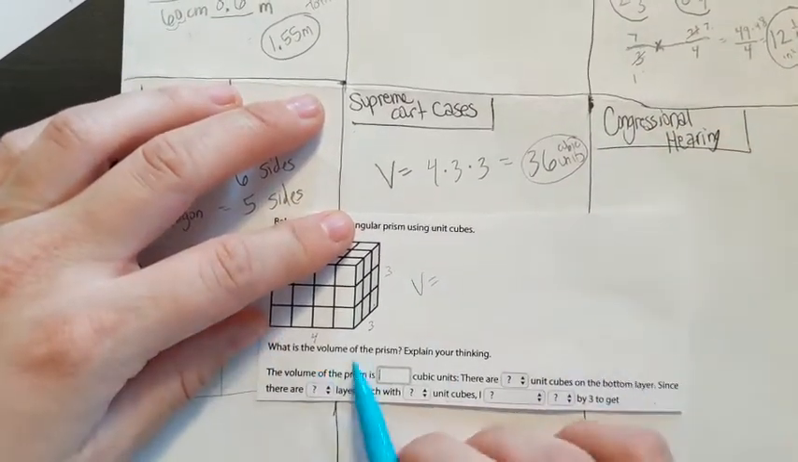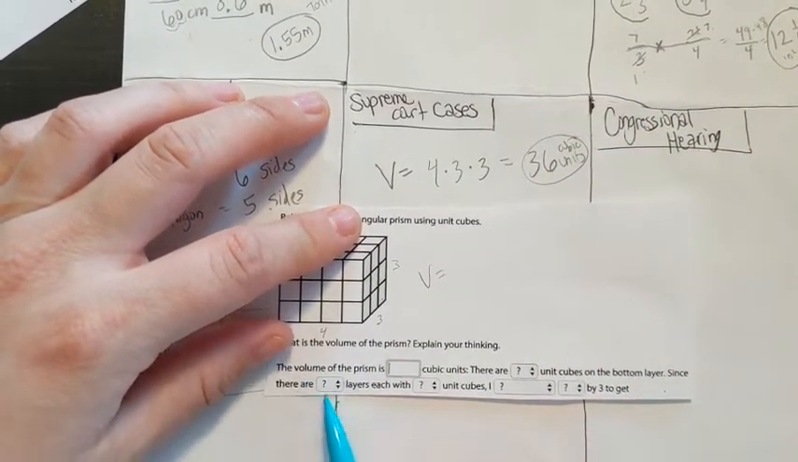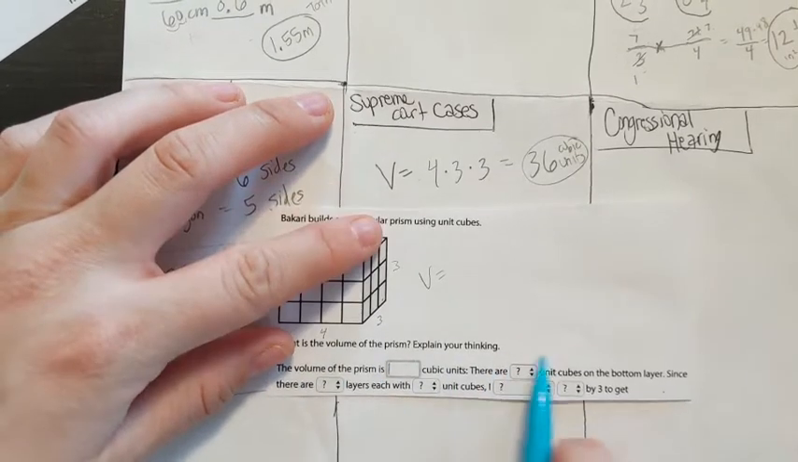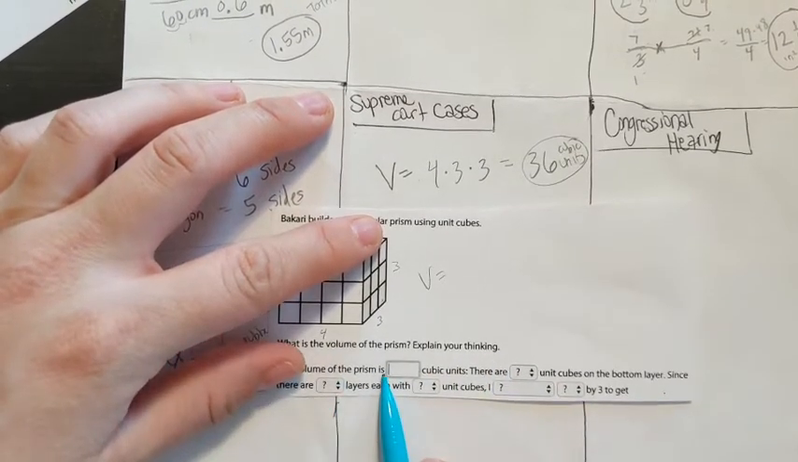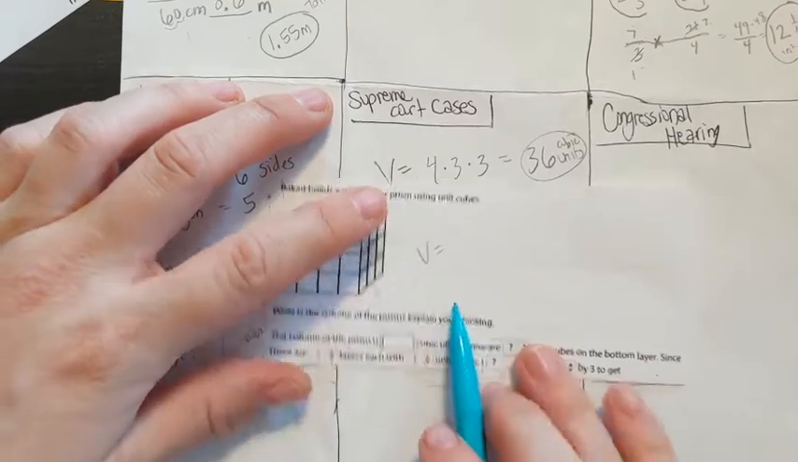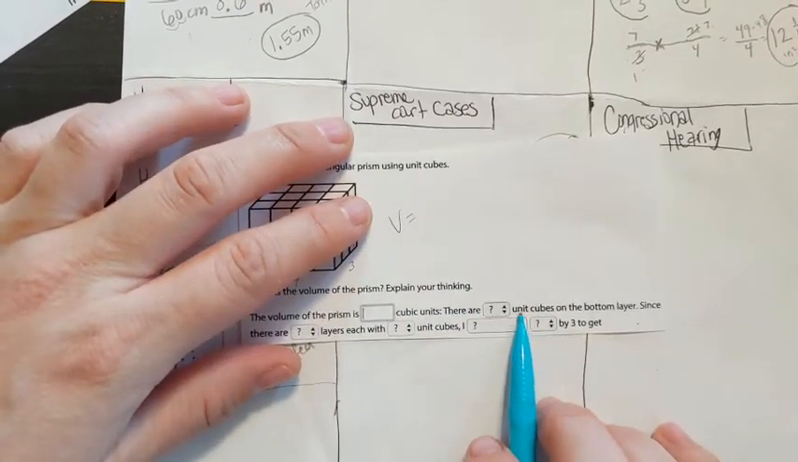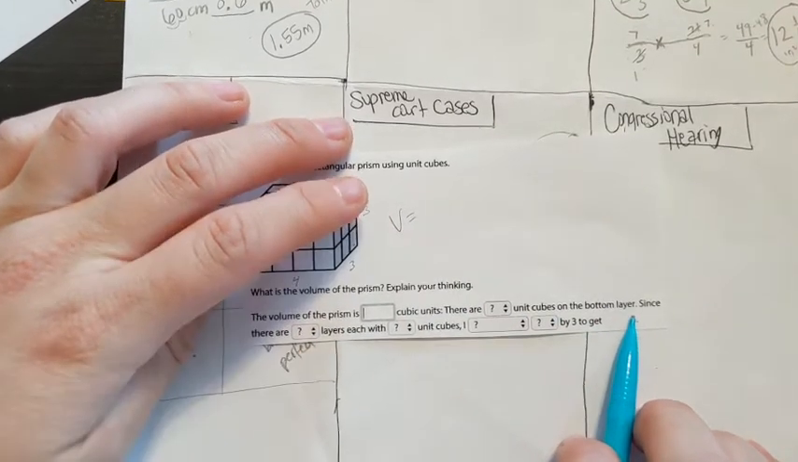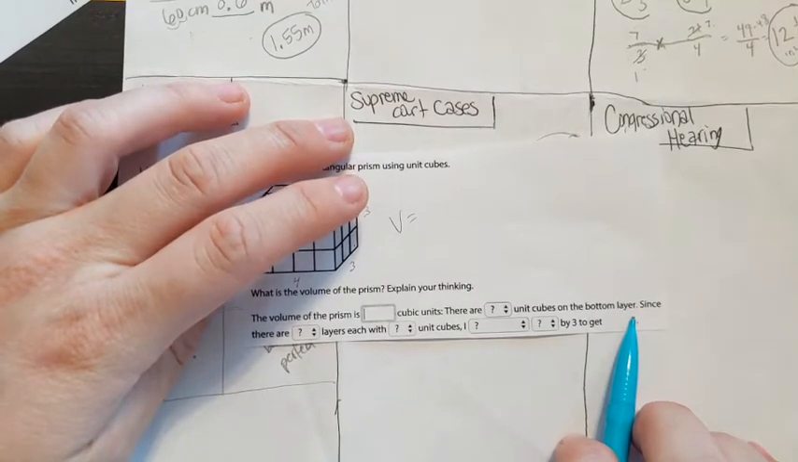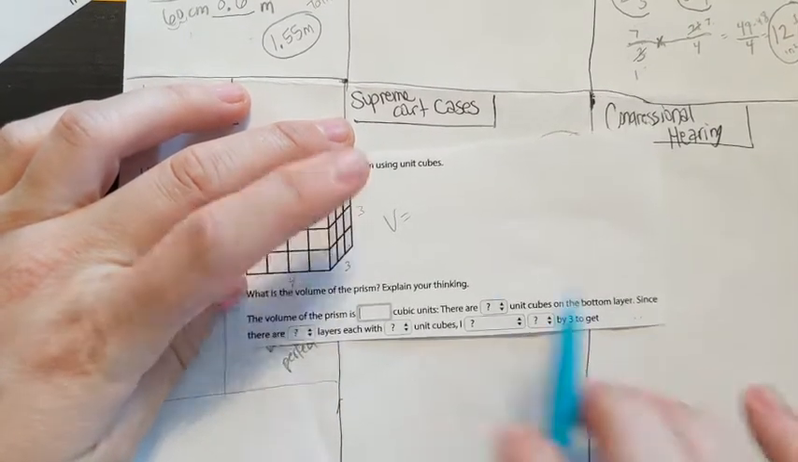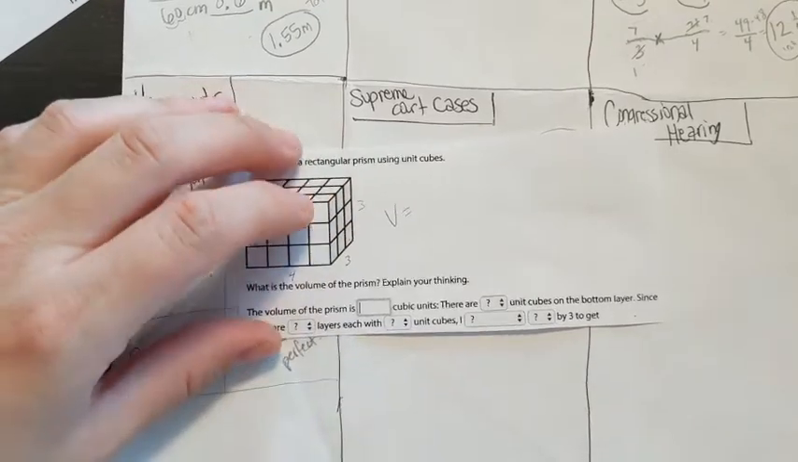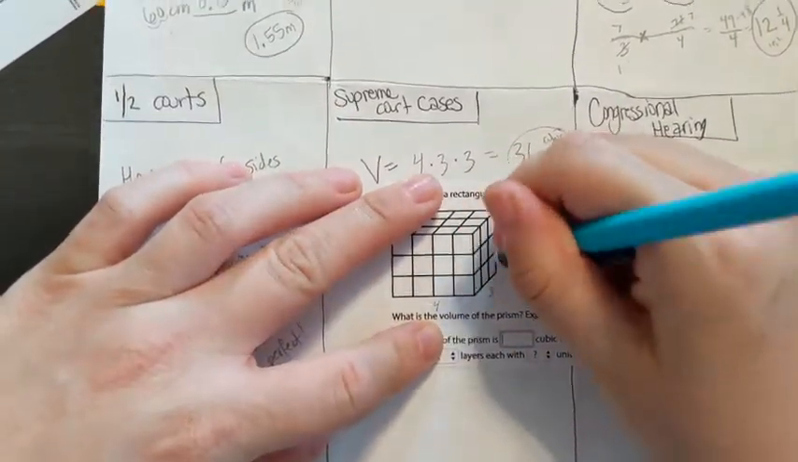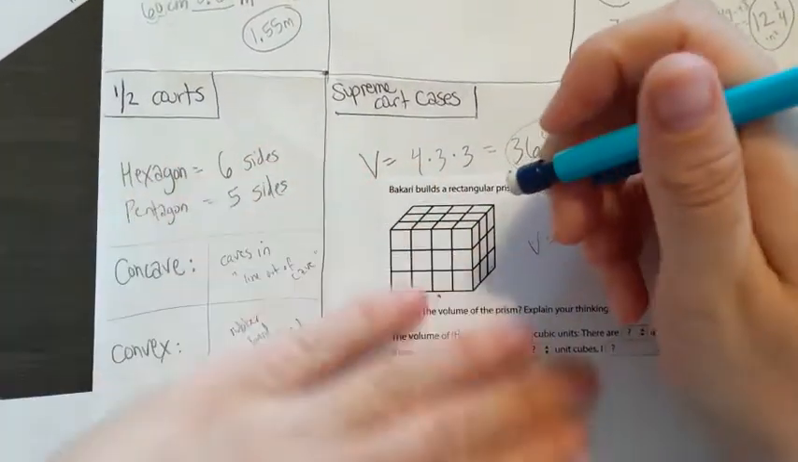So I know that, but look at what the question asks. The way it words the question is really complicated. I know it looks tiny, but it says, what is the volume? Explain your thinking. Here's how they want you to explain it. The volume of the prism is, you can put the answer in, then it says, there are blank unit cubes on the bottom layer. So it wants you to look at it as layers, not as just the quick formula.